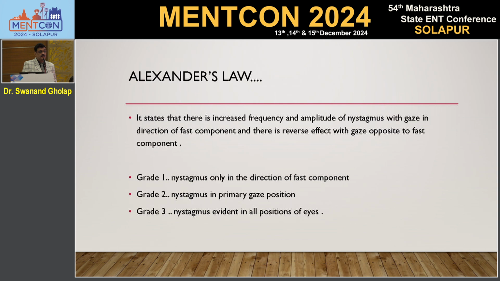For understanding nystagmus, we must know two laws. First one is Alexander's law. It states that there is an increased frequency and amplitude of nystagmus with gaze in the direction of the fast component, and there is a reverse effect with gaze opposite to the fast component. There are three grades. Grade 1, nystagmus only in the direction of the fast component. Grade 2, nystagmus primarily in a gaze position, and grade 3, nystagmus evident in all positions of the eyes.